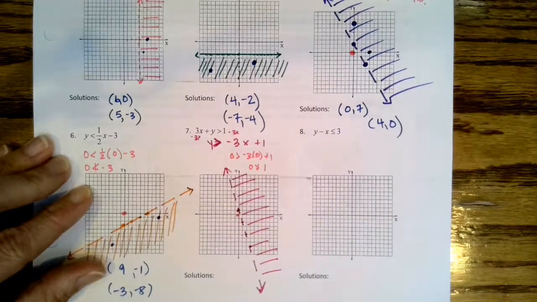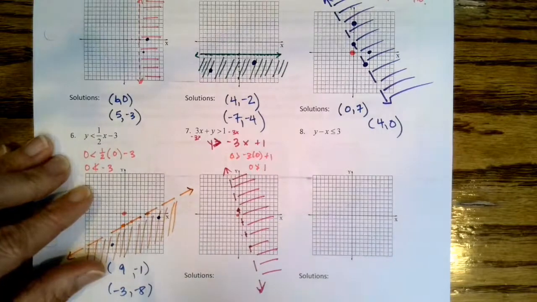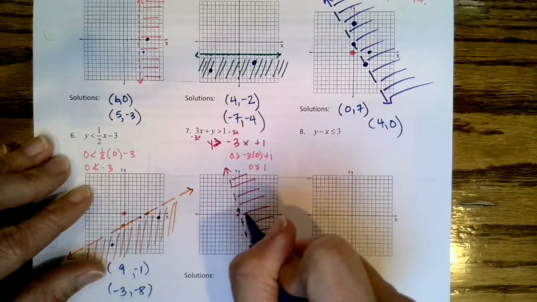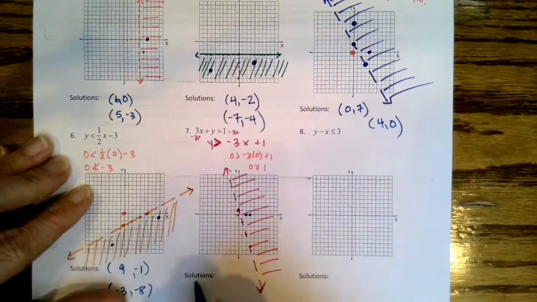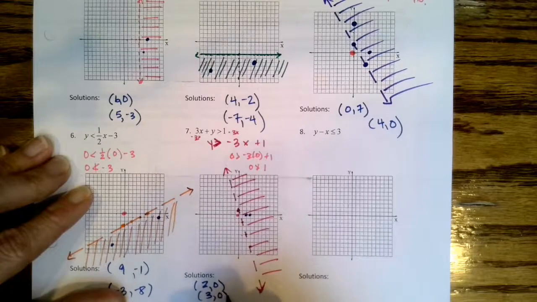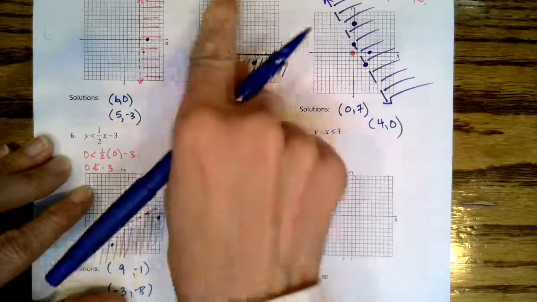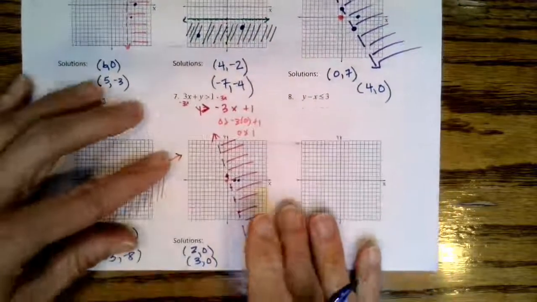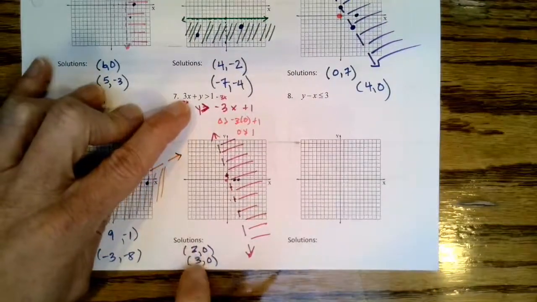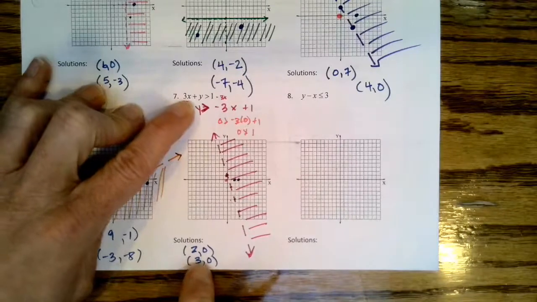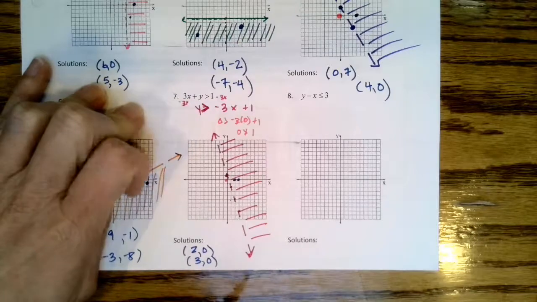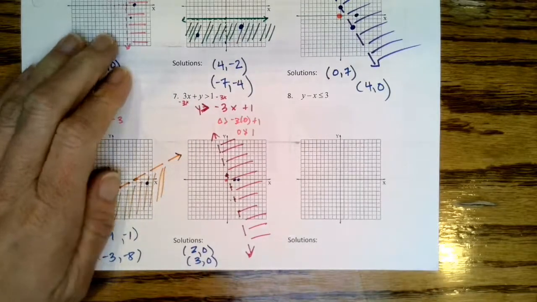When I pick my solutions, I'm picking any 2 points. So we'll keep these ones simple. How about these easy ones? How about over 2 up 0, over 3 up 0? And when it says here to use your calculator to check those answers, if I put 2 and 3 into this equation, I'm going to get a true number sentence. It will be bigger than 1 each time.